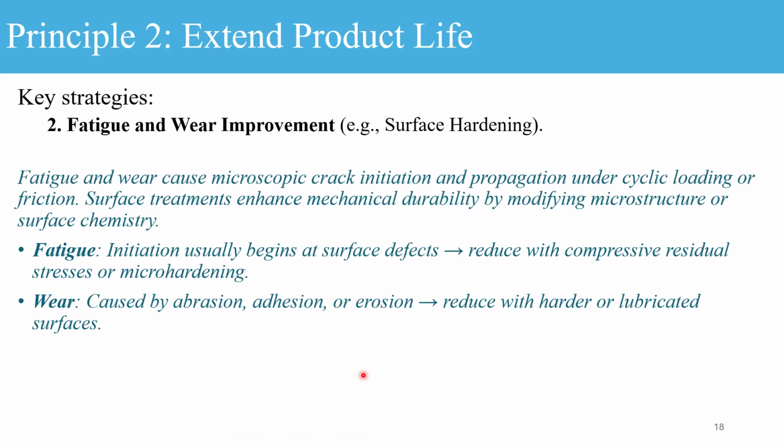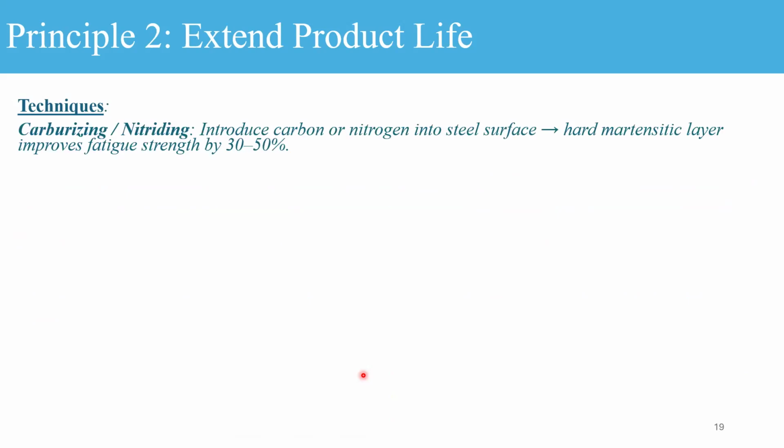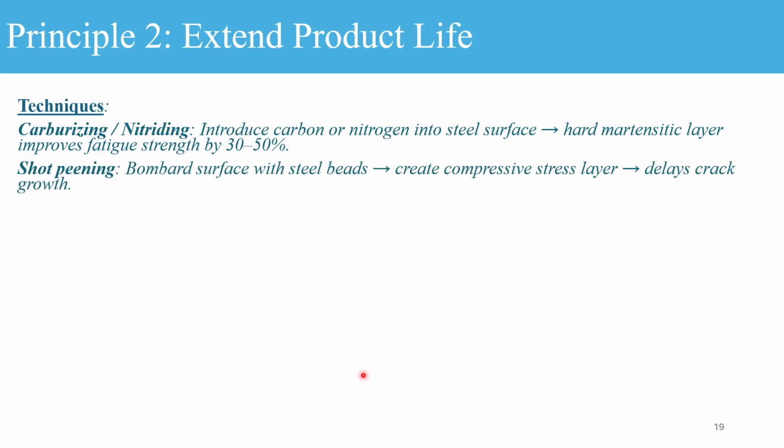There are a few techniques to increase the fatigue and wear improvement in the materials to extend the product life, such as carburizing or nitriding, where we introduce carbon or nitrogen into the steel surface. For example, a hard martensitic layer improves fatigue strength by 30 to 50%. The other idea is shot peening. So we bombard the surface of the material with small steel beads, which creates compressive stress layers, which delays crack growth in the material.